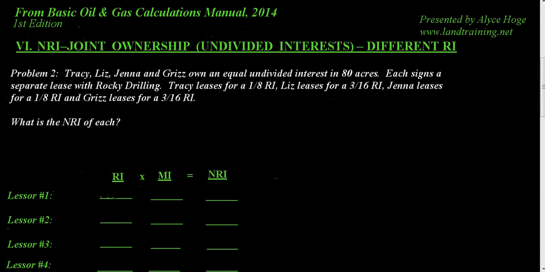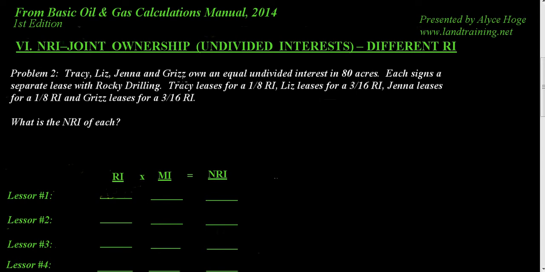Okay, now we're going to try another problem that also has the joint ownership with undivided interest, and again with a different royalty interest. So like you said, it's starting to look like a division order pay sheet. But let's just read this together, and we'll start with problem 2.